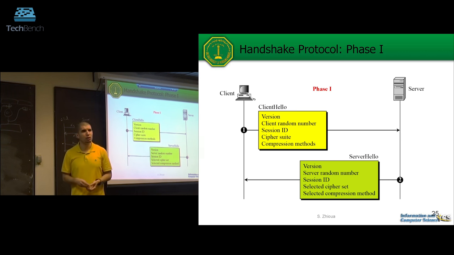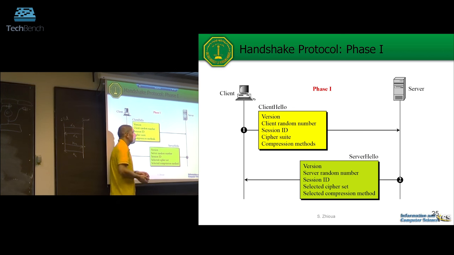How will it select the cipher suite? It will pick one of them. It has a certain algorithm. Basically it needs to pick one of these which it can also support. I think it has some preference using an algorithm, I guess.